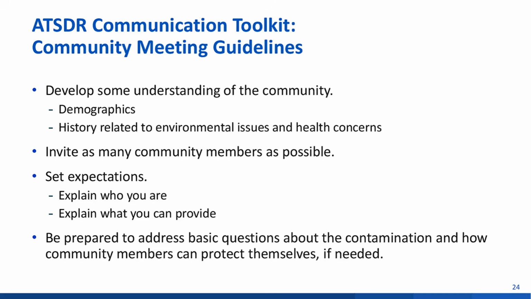In the Communication Toolkit's Community Meeting Guidelines, you're instructed to develop some understanding of the community, their demographics, and history related to environmental issues and health concerns. We usually start by talking to our community partners and asking them about the community. We also use resources, such as the U.S. Census Bureau. To prepare for a community meeting, invite as many community members as possible. Your group will likely get smaller over time. You'll have a core group, but you don't want to leave anyone out.